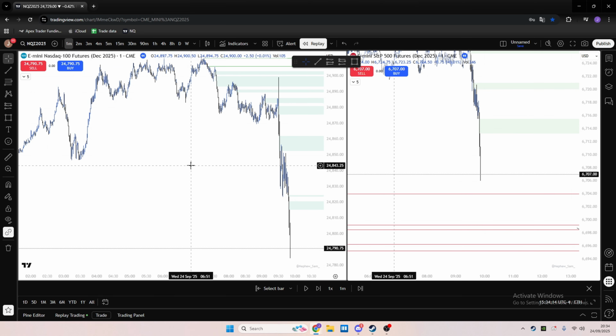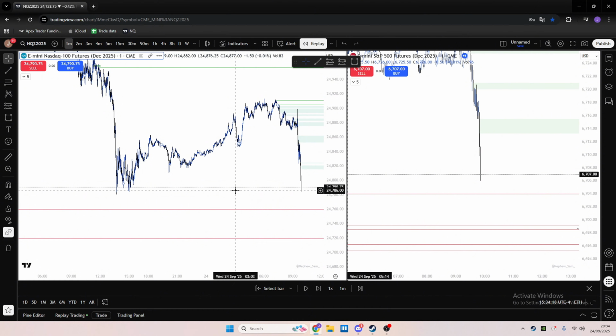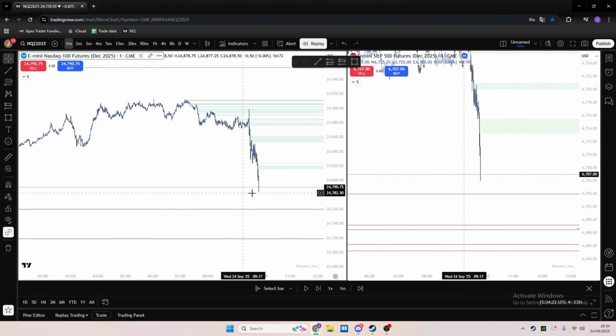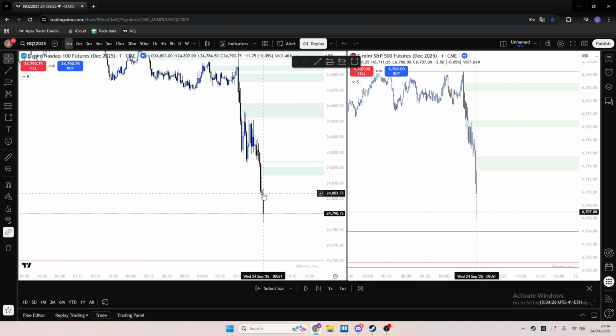But these are draws of liquidity that we need to look for in the market, because there's many times that we'll see London get swept or Asia get swept, and we have a huge reversal move after that. So they're great draws and liquidity for us to target.